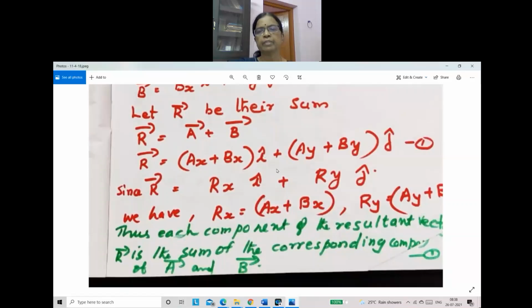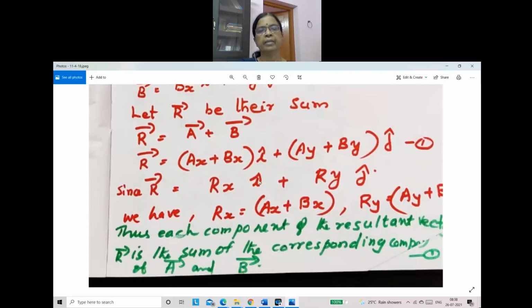So we can shorten this by writing Rx. Vector R equals Rx I cap plus Ry J cap, where Rx is Ax plus Bx. What is Ry? Ay plus By. So each component of the resultant vector R is the sum of the corresponding components of vectors A and B.